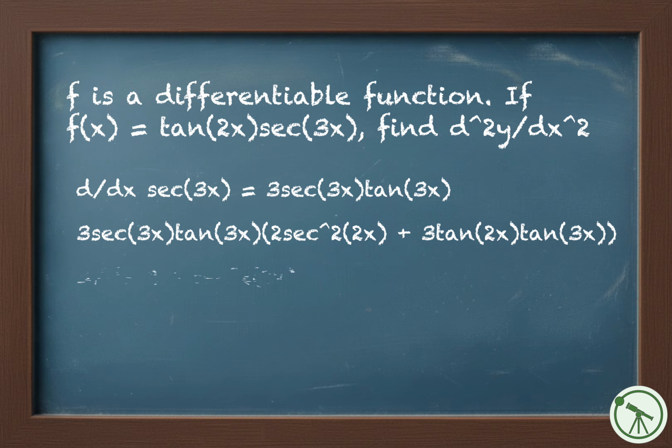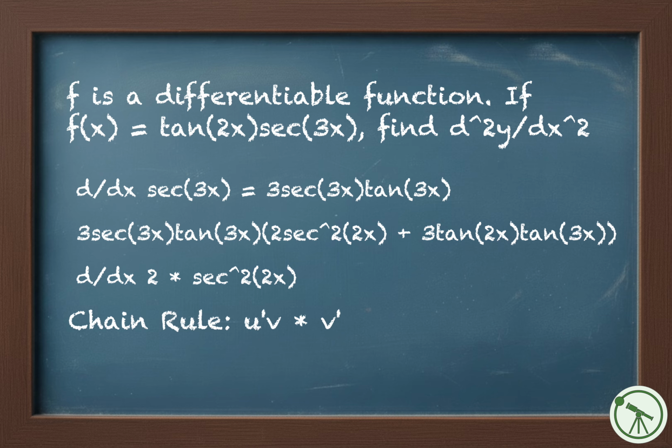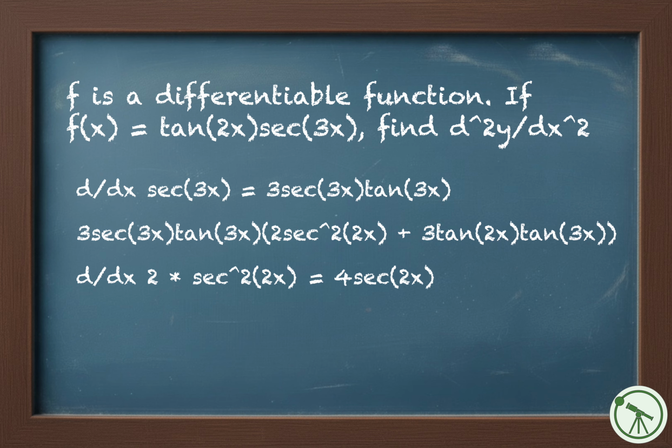Let's start by finding the derivative of 2 secant squared of 2x. And at first this might scare you because there's an exponent, what? But if you think a little bit, you'll remember that when we're dealing with exponents, we can use the chain rule. So you take the 2 down from the exponent and you multiply it by the 2 in the coefficient, which gives us 4 secant of 2x.